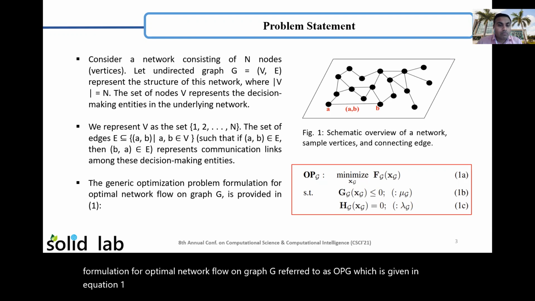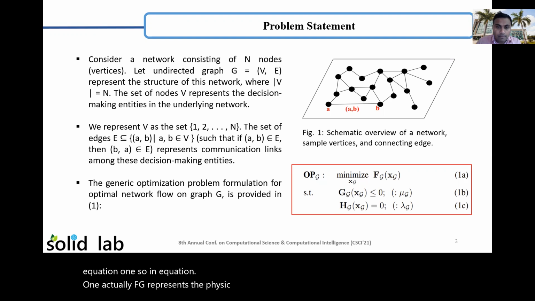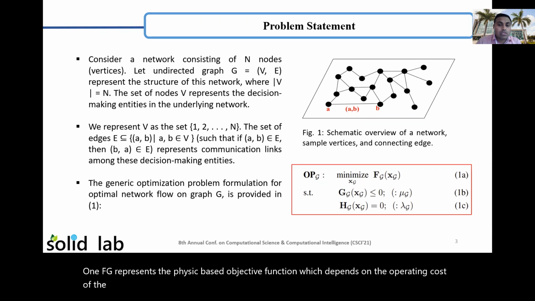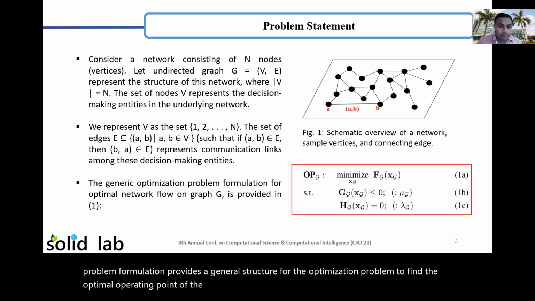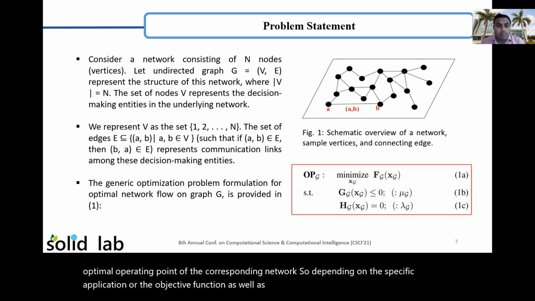So in equation 1, F_G represents the physics-based objective function, which depends on the operating cost of the network, as well as the utility function for the network demand. So this generic problem formulation provides a general structure for the optimization problem to find the optimal operating point of the corresponding network. Depending on the specific application, the objective function as well as the constraints will be formulated to reflect the real world limitations.